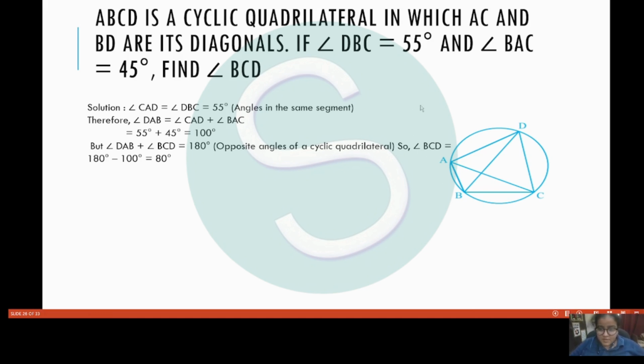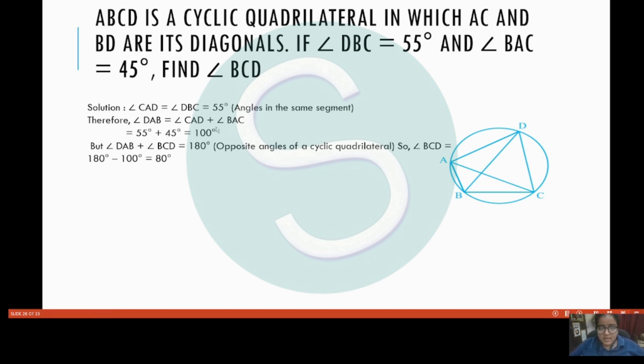Okay, so firstly what is given is that ABCD is a cyclic quadrilateral. That means the sum of pairs of opposite angles will be 180 degrees. That is angle A plus C equals 180 degrees and angle B plus D equals 180 degrees. And what else is given is that angle DBC, this angle, is 55 degrees. So we can say that CAD will also be 55 degrees because angles in the same segment are equal. So we can say that CAD equals DBC equals 55 degrees.